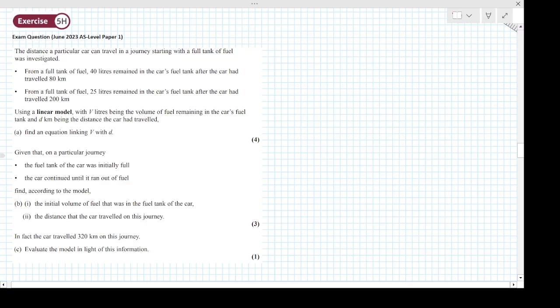Okay, typical, a lot of words there, but let's just highlight the main stuff. So, this is in bold, okay, linear model. Again, that's going to mean it's going to be in the form mx plus c, that's a linear equation, right? But then what are our variables? Well, it's not y and x, we have V litres and D kilometres. V stands for volume of fuel. There we are. V for volume and D for the distance. Okay, so those are variables.